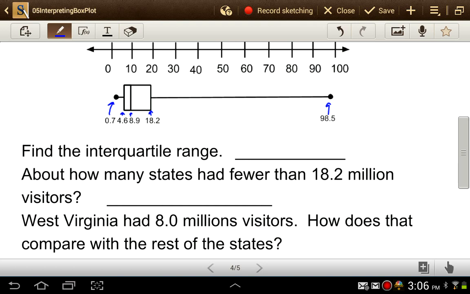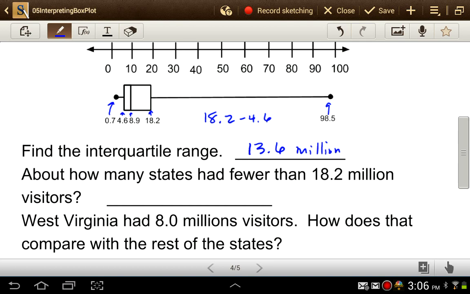Okay, first, find the interquartile range. Well, that's going to be the 18.2 minus 4.6. Okay, and when you subtract those, you're going to get 13.6. So our interquartile range is 13.6 million, because these are in millions. All right, so that's the interquartile range.